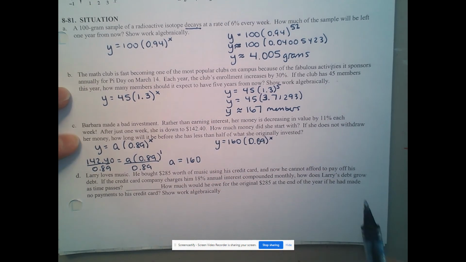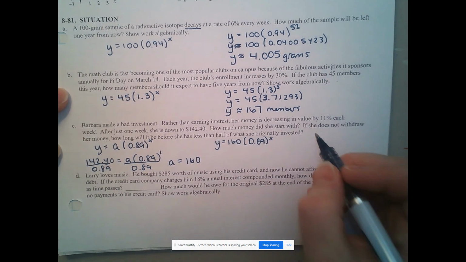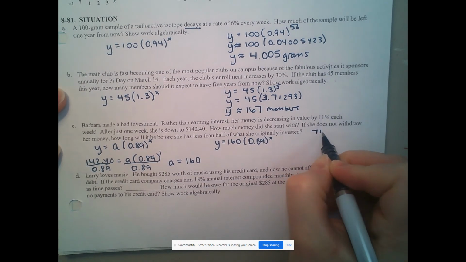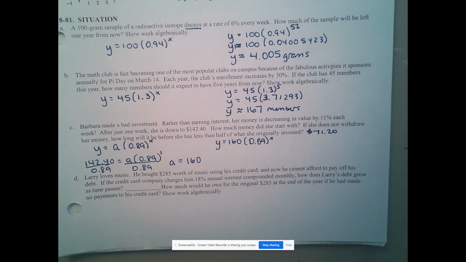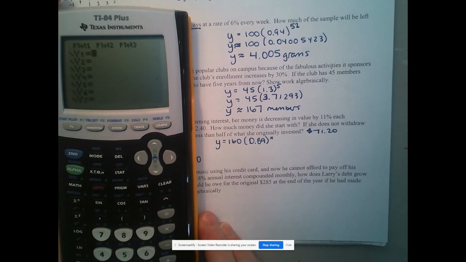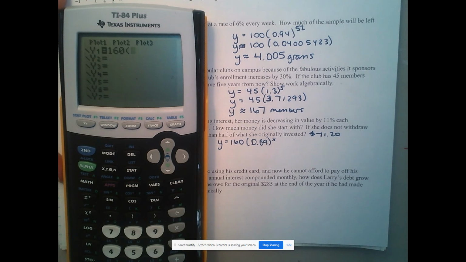If she does not withdraw her money, how long will it be before she has less than half of what she originally invested? So half is what? $71.20. So we want to know when will she be less than that number. I would grab my graphing calculator and I would put in 160 times 0.89 to the x.